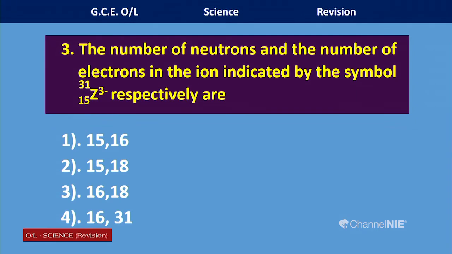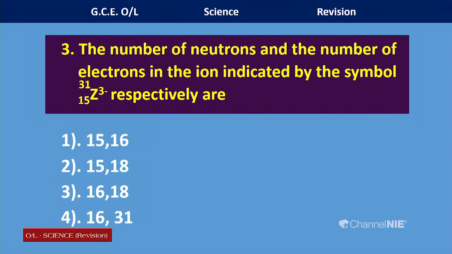The question asks for the number of neutrons and number of electrons in the ion indicated by the symbol. They have not given the real symbol; Z is not the real symbol of the element. This 15 indicates the atomic number, and 31 indicates the mass number. So, what is atomic number? Number of protons, and number of protons is equal to the number of electrons in the case of a neutral atom.